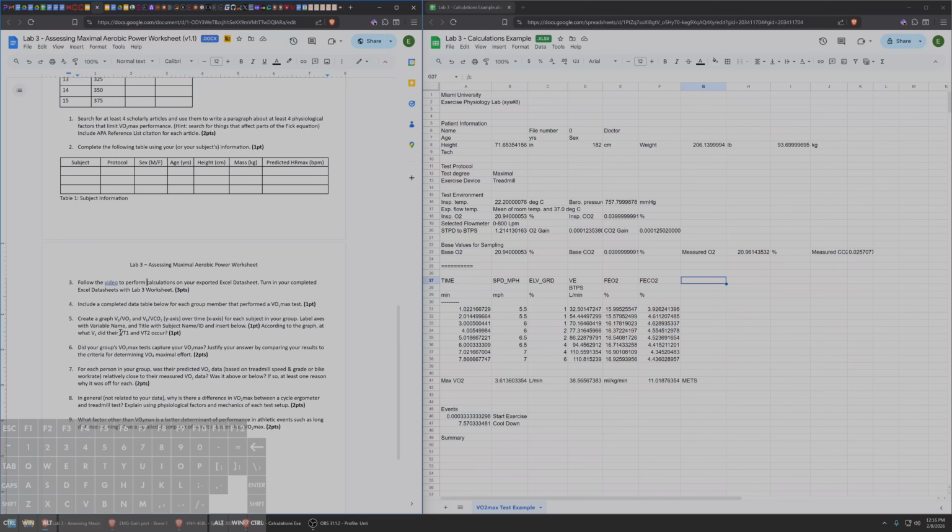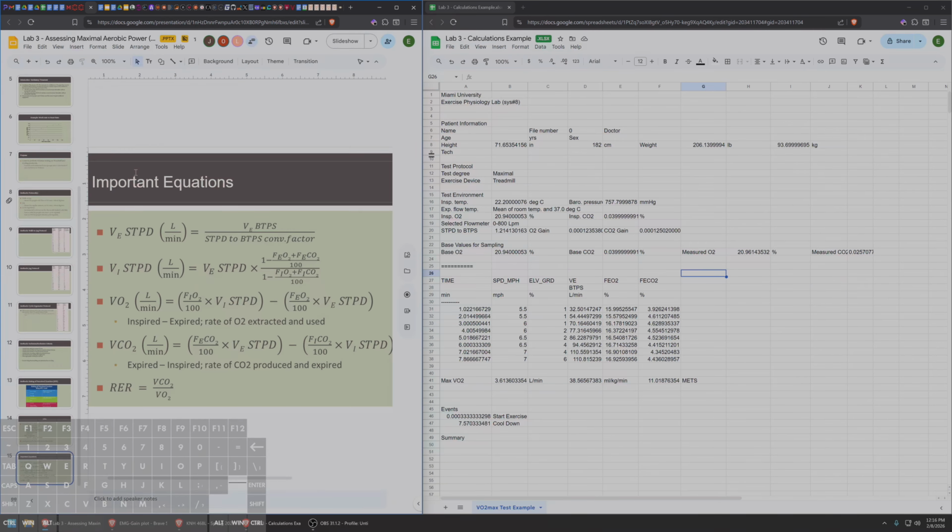In this video, we're going to go over the Lab 3 worksheet, calculating some things on your exported data Excel sheets, and also creating graphs and calculating a few things. So, let's take a look at your sheet. I have one of the sheets pulled up here on my right, and then I'm going to use the left as a reference for some of the calculations that we'll be performing.